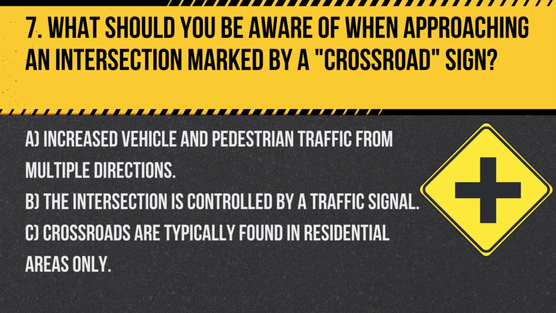Question 7. What should you be aware of when approaching an intersection marked by a crossroad sign? A. Increased vehicle and pedestrian traffic from multiple directions. B. The intersection is controlled by a traffic signal. C. Crossroads are typically found in residential areas only.